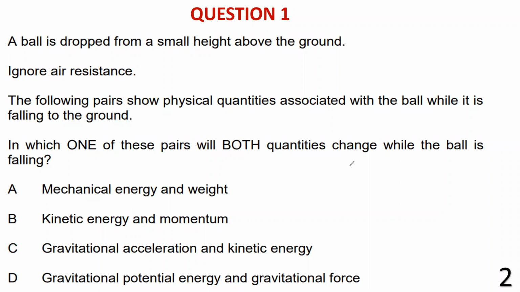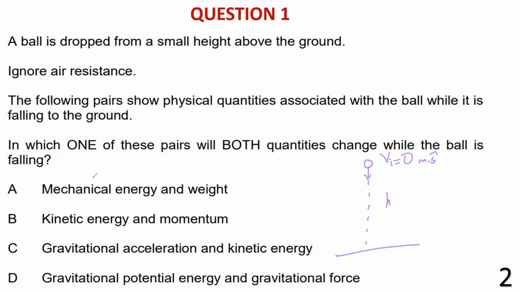Let's draw our diagram first. A ball is dropped from a small height. We have one object dropped from a height, so we have H here. They said dropped, which means V initial, or V0, is equal to 0. Initial velocity is equal to 0 meters per second.